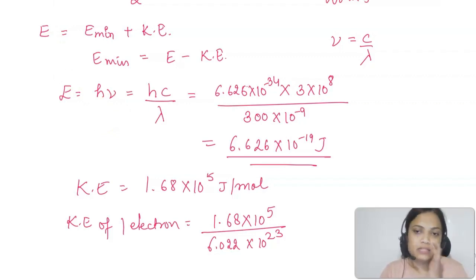Then you can solve it here. It comes out to be 2.79 into 10 to the power minus 19 joule. Now the energy is in joule, it's not joule per mole. It's joule because it's for 1 electron.